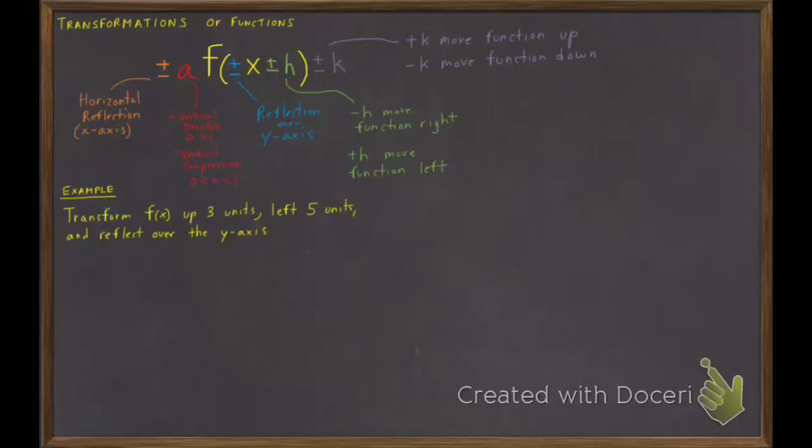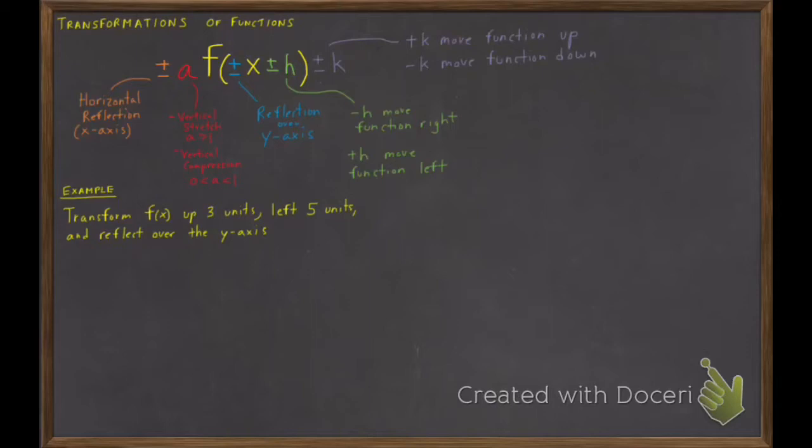Alright, so in this video we will go over transformations of functions. As you see, I listed above are all the different names that a function can possibly be called and all the different parameters and what they do. Starting from the left, we see that the plus or minus outside of our function always is a reflection horizontally over the x-axis.